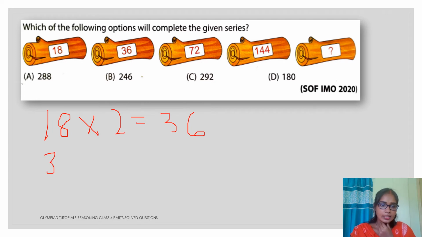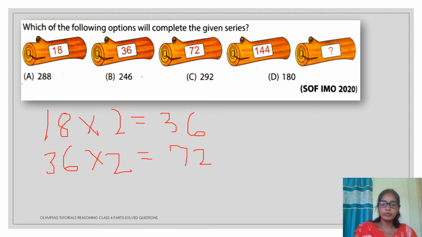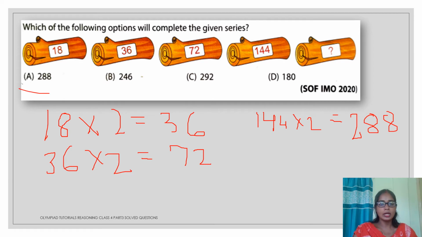Similarly, 36 into 2 is equal to 72. 72 into 2 will give you 144. And so what you have to do? 144 into 2 will give you the answer, that is 288. Option number A, 288, is your correct option. Let's move on to the next question.